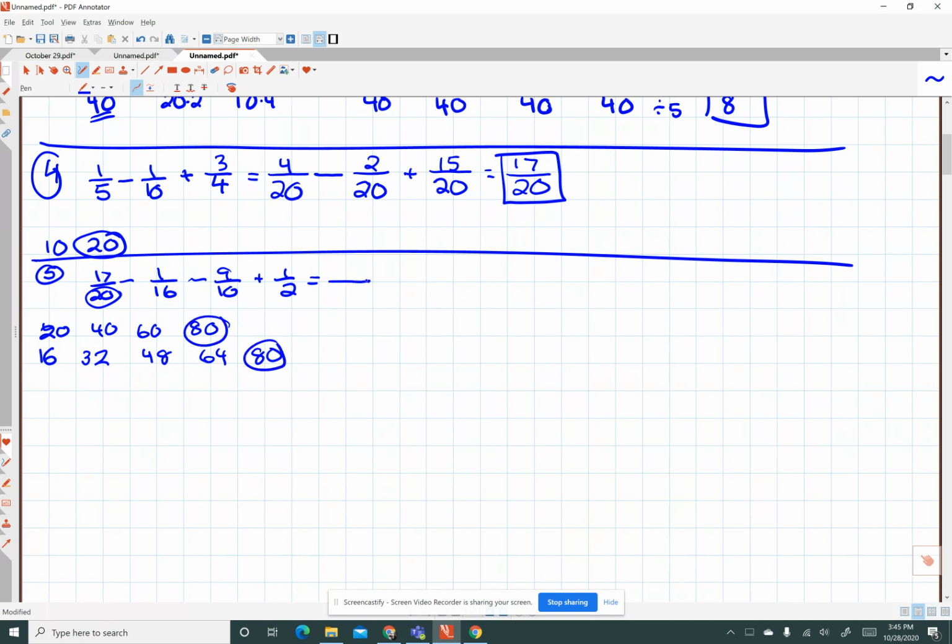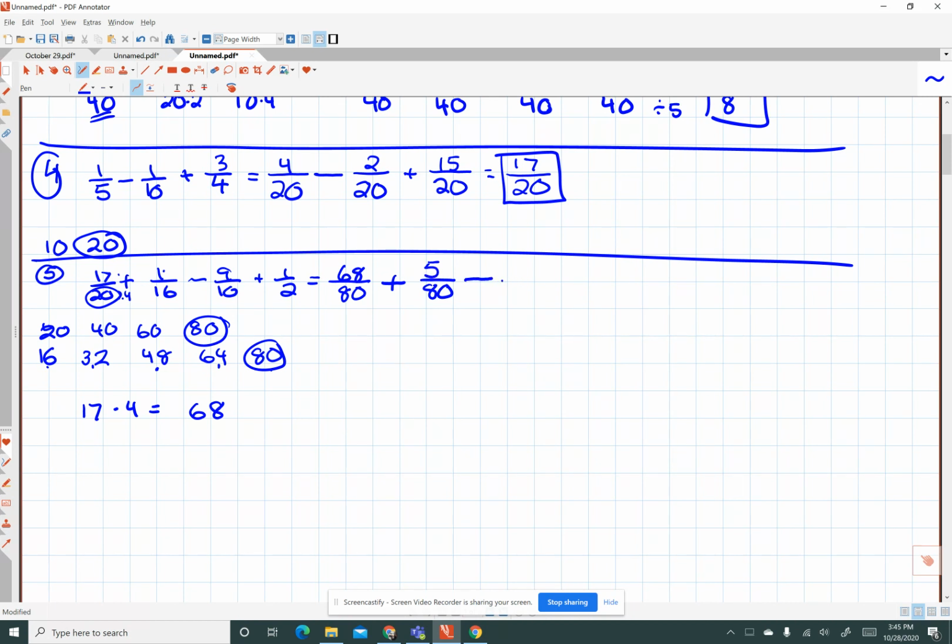That'll work for us. So 20 times 4 is 80, and 17 times 4 is 68. So 68/80ths. Okay, plus 1/16. So we need 80ths. So 16 times 5 is 80, and 1 times 5 is 5.